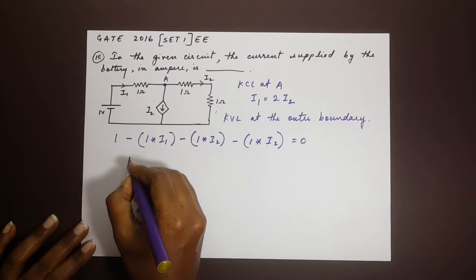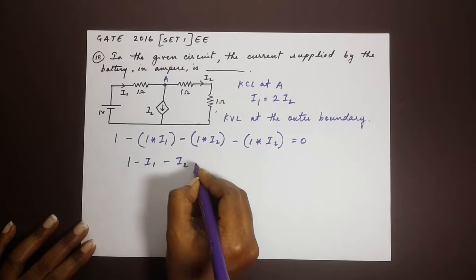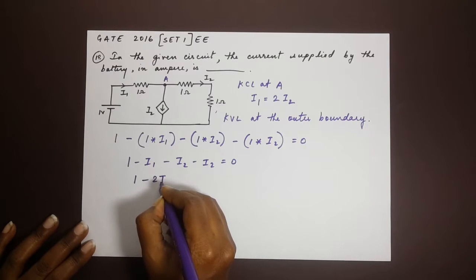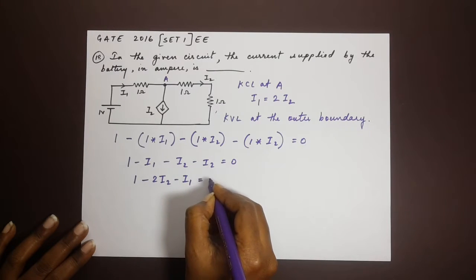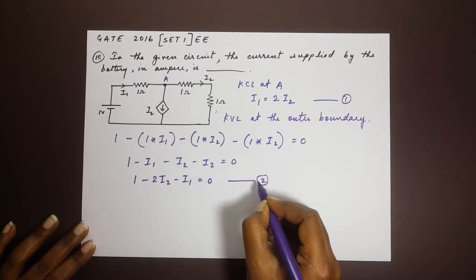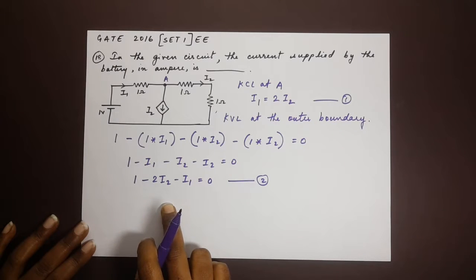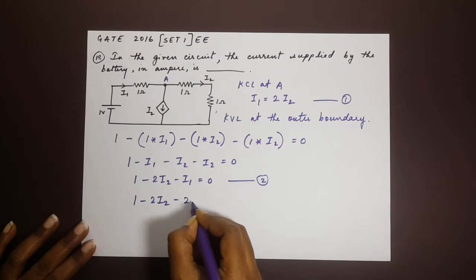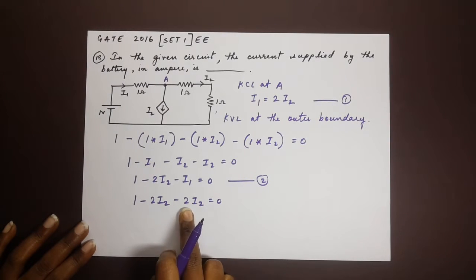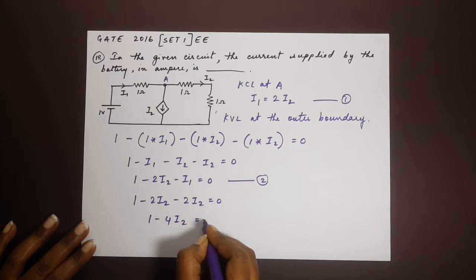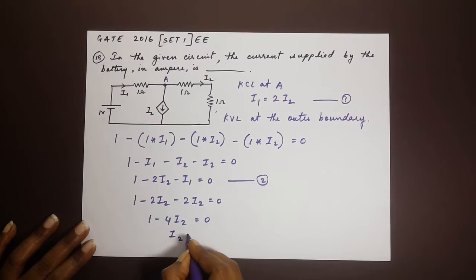Let's solve and see what we get. We get 1 minus I1 minus I2 minus I2 is equal to 0. So that's 1 minus 2I2 minus I1 equals 0. So we can use this relation here and apply it into this relation here. So let's substitute. Instead of I1, we substitute that. We get 2I2, so 2I2, that comes to minus 4 I2 is equal to 0. And the value of I2 is 1 by 4 amps.